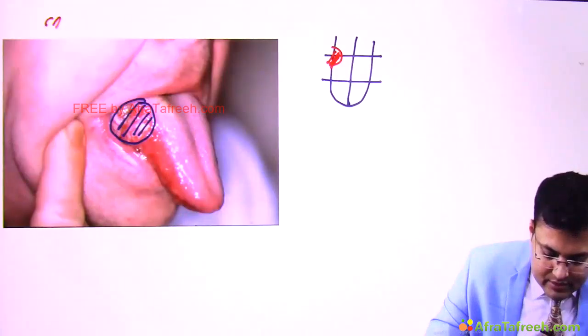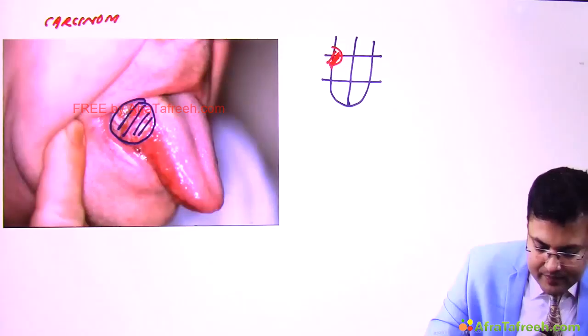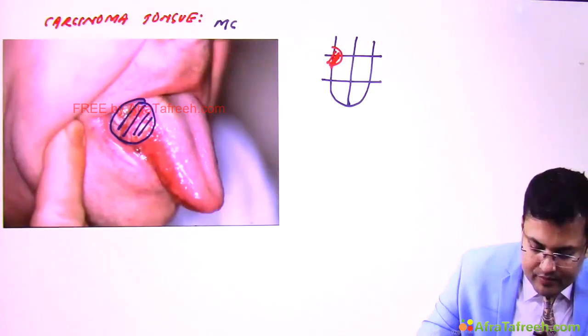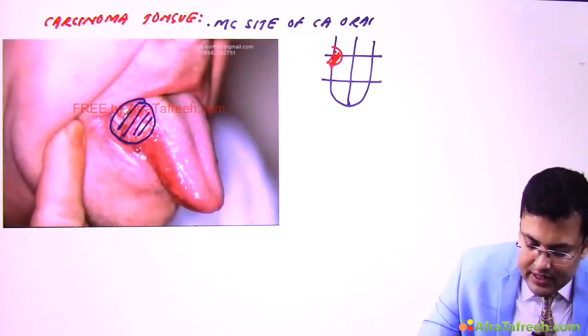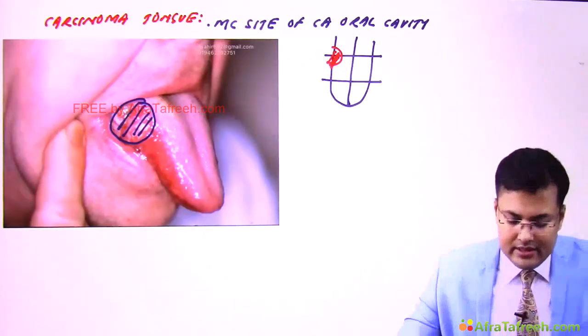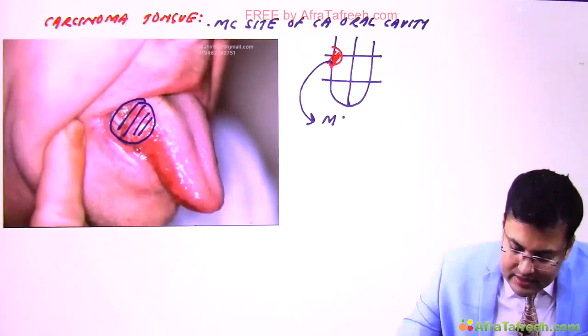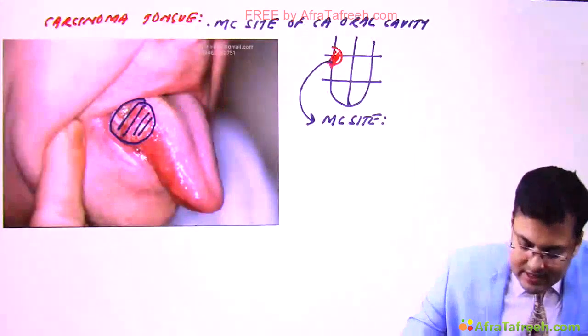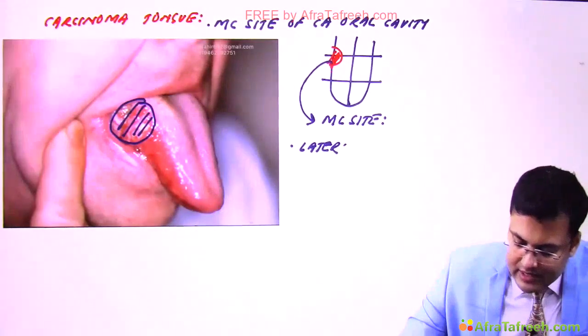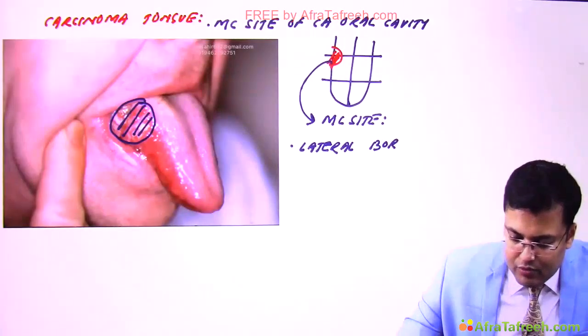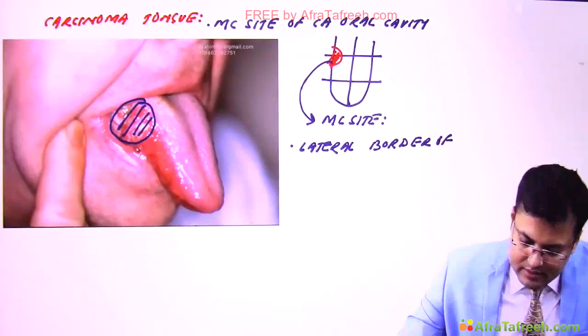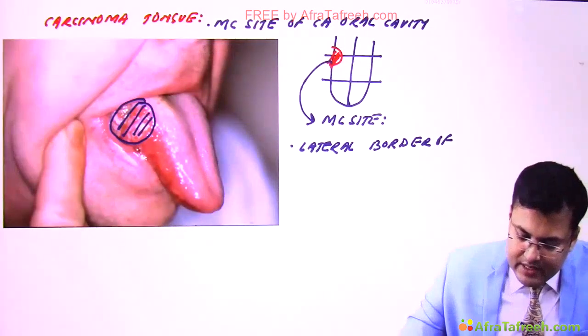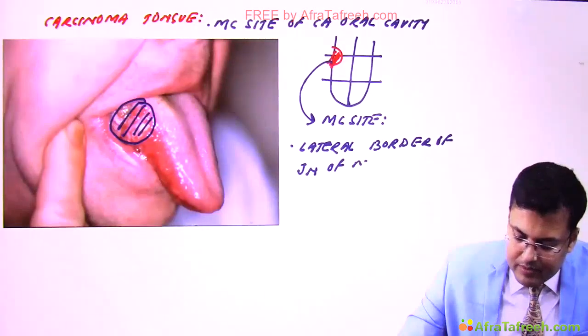So two important points. Carcinoma tongue: first, it's the most common site of CA oral cavity worldwide. Clear? Second, what is the most common site in the tongue? The most common site is the lateral border at the junction of middle and posterior third.